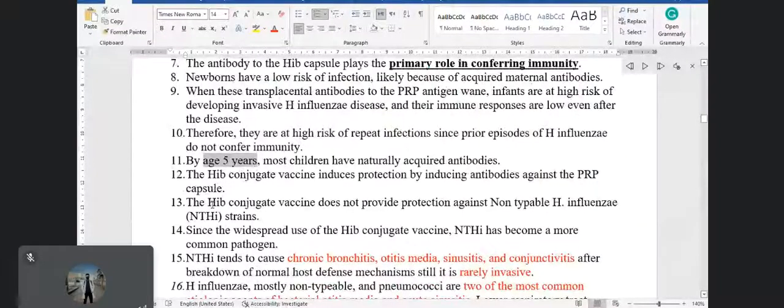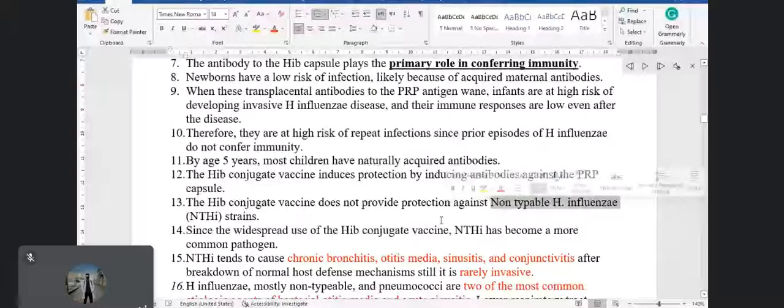Here is an important point. The conjugated vaccine does not produce immunity against the non-typable H. influenzae, meaning those that do not have the type B capsule. And this actually caused an increase in infections by this type of microorganism. It is mostly responsible for otitis media. It might cause chronic bronchitis, sinusitis, and conjunctivitis.